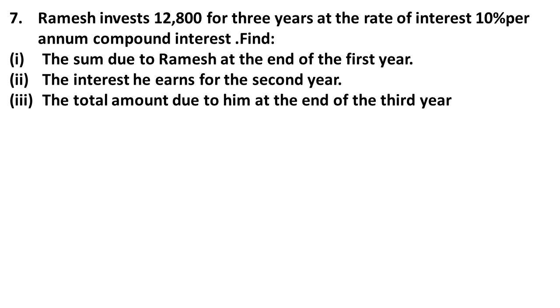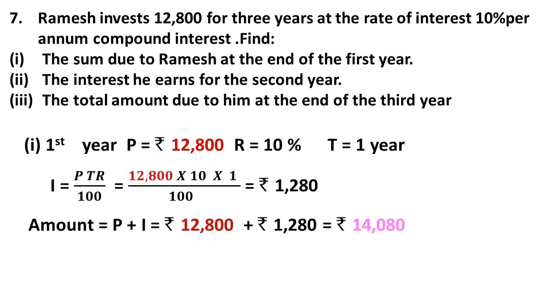So the amount invested, the principal amount, is 12,800. It is invested for 3 years. The interest is compounded yearly, and the rate of interest is 10% per annum. So for the first year, consider the principal as rupees 12,800, rate is 10%, then interest will be equal to 1,280. So the sum due to Ramesh at the end of the first year is 12,800 plus 1,280. Amount is equal to rupees 14,080. So sub question 1 is solved.